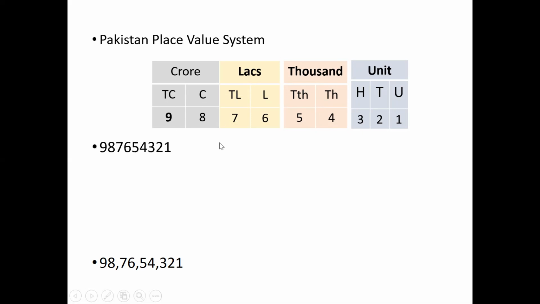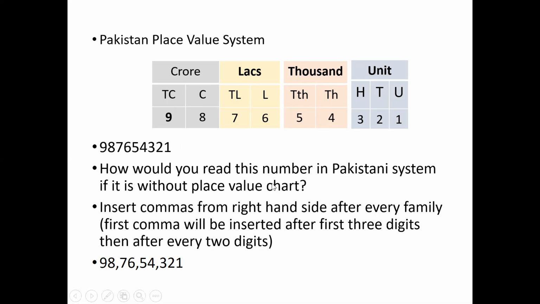How would you read it if it is without the place value chart? You will insert the comma from the right hand side, and the first comma will be inserted after 3 digits, but the rest of the commas will be inserted after every 2 digits. Now it will be read as 98 crore 76 lakh 54,321.